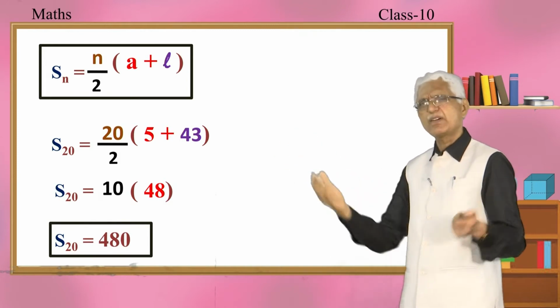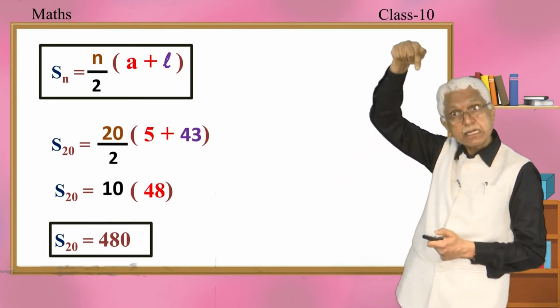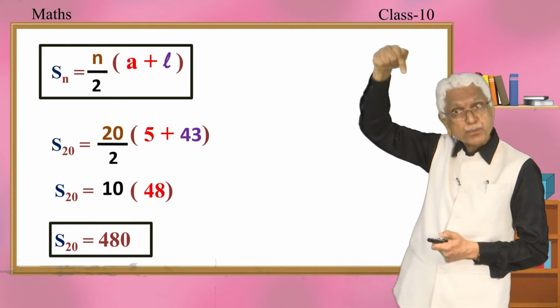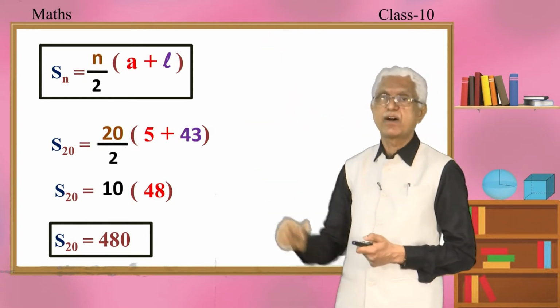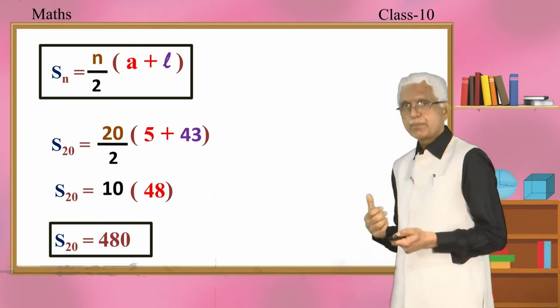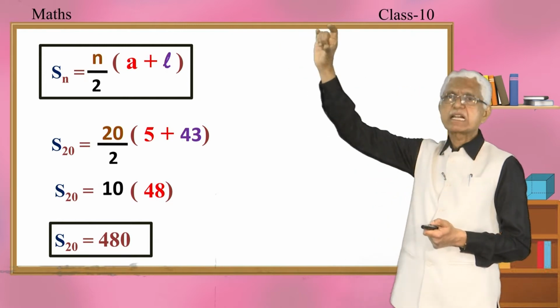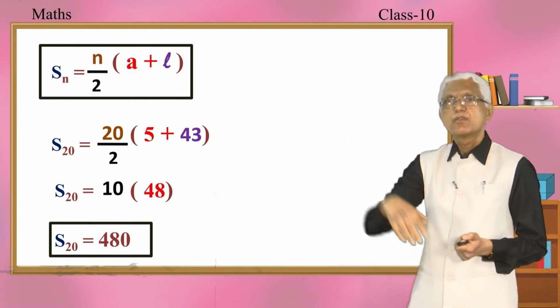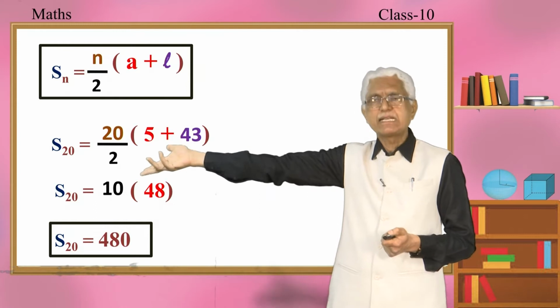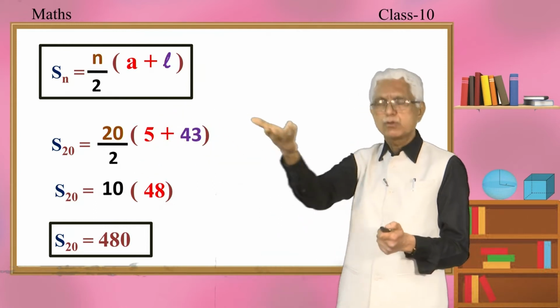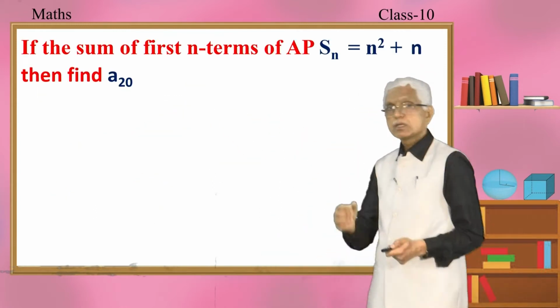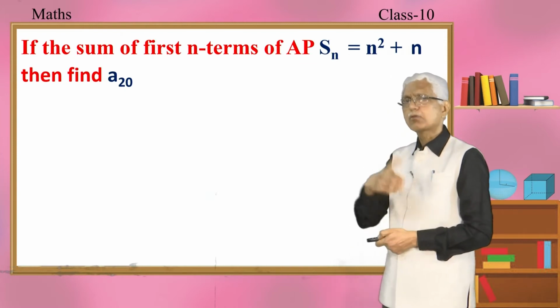So the sum of the first 20 terms of that arithmetic progression, whatever general form they had given, is 480. That means if they give you the general form, find the first term, find the required 20th term or l, and use the formula. The same problem could also be a different problem.